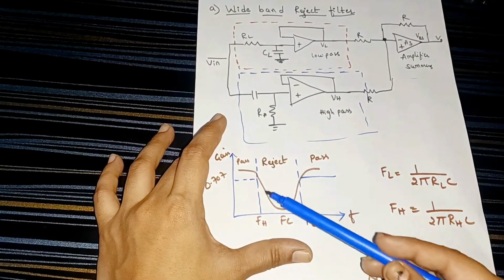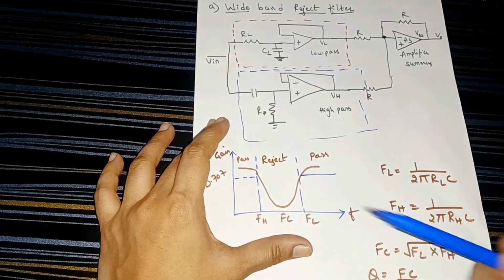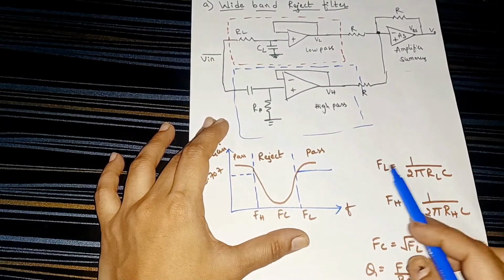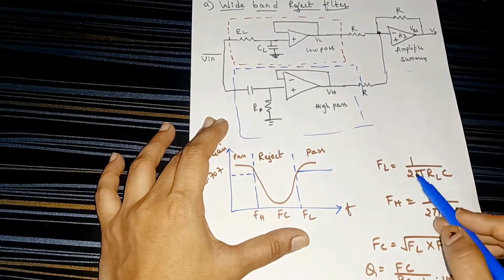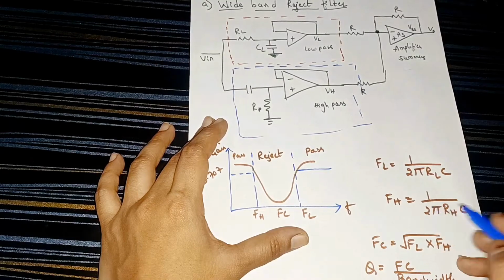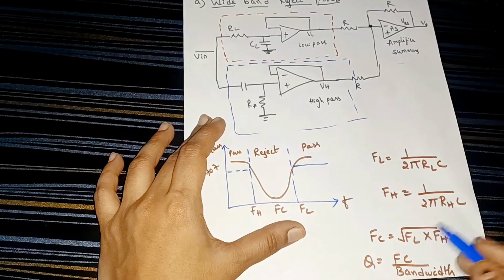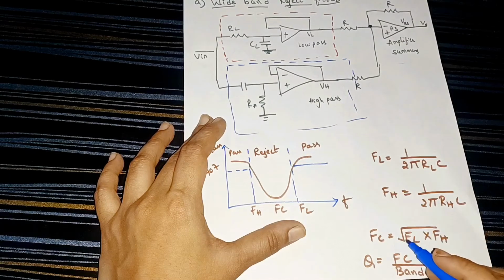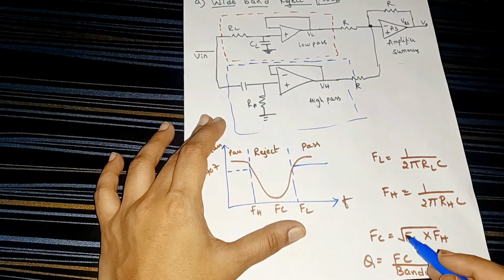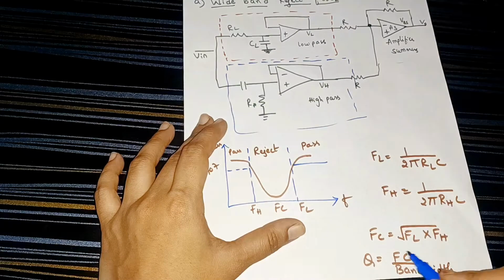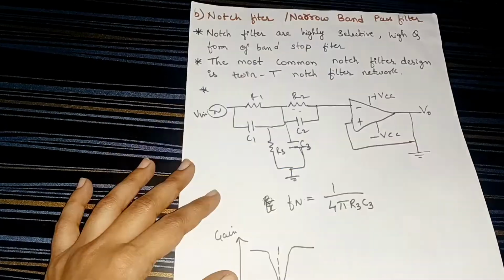So it will reject all the low level frequencies. Here we can say the cutoff frequency FL is 1 by 2 pi RL C, and FH is 1 by 2 pi RH C, which gives us the frequency root of frequency at low into frequency at high. So the quality factor is equal to cutoff frequency by bandwidth.